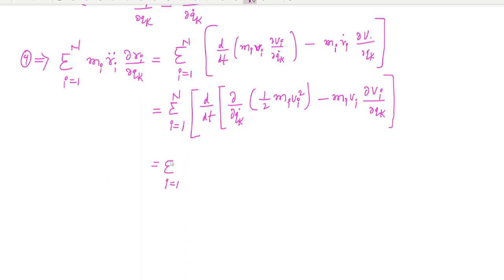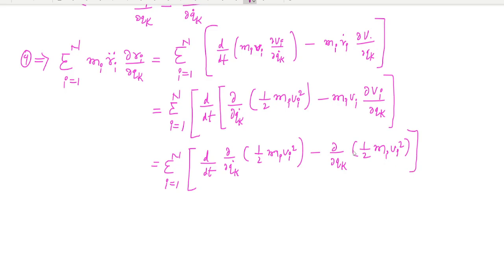Summation i equal to 1 to n, d by dt, ∂/∂q̇k of 1/2 m_i v_i². So here also we can write ∂/∂qk of 1/2 m_i v_i². If you differentiate this term with respect to qk, you will get this one. If you differentiate the kinetic energy term with respect to the velocity, then you will get this one.